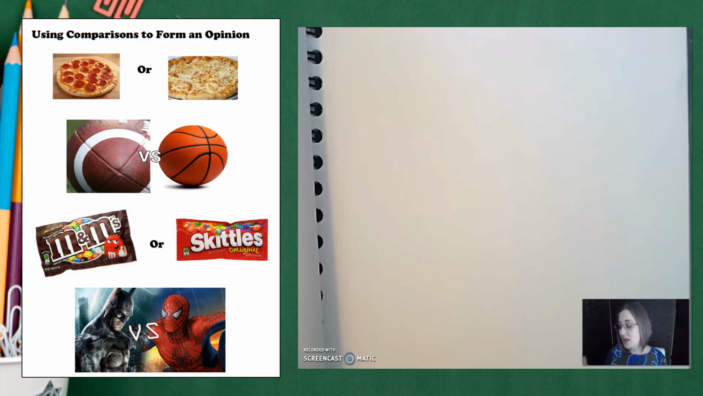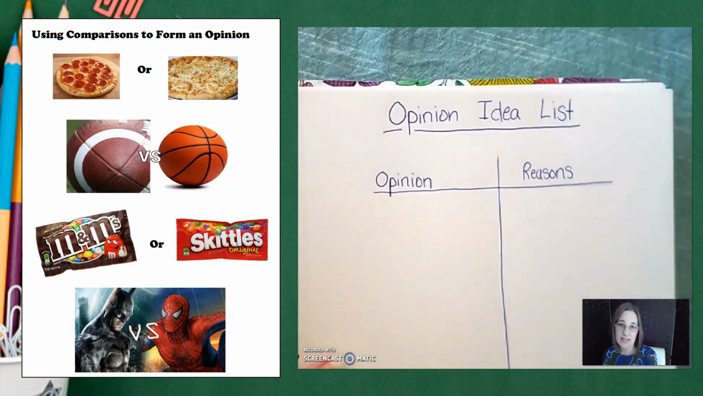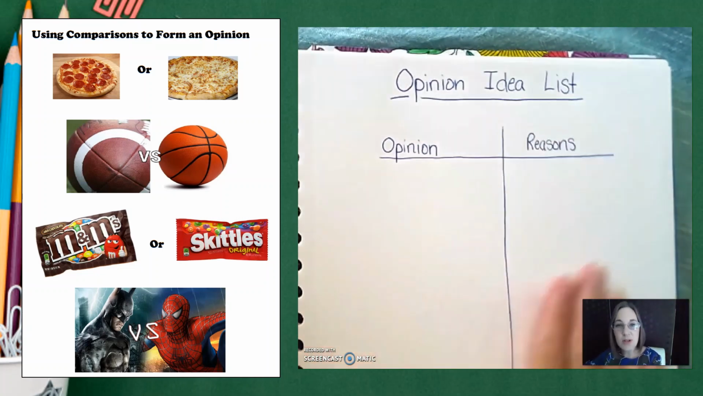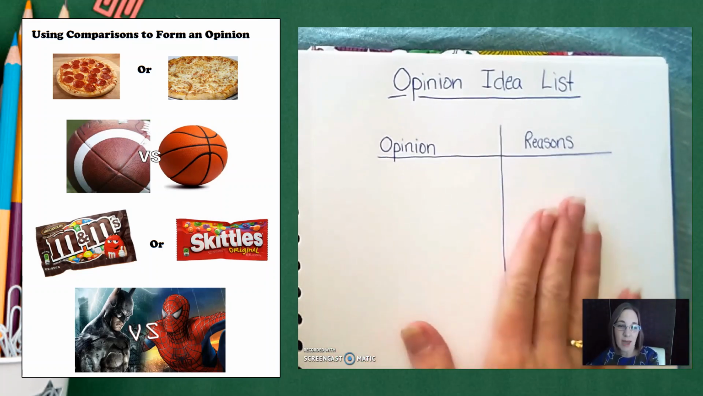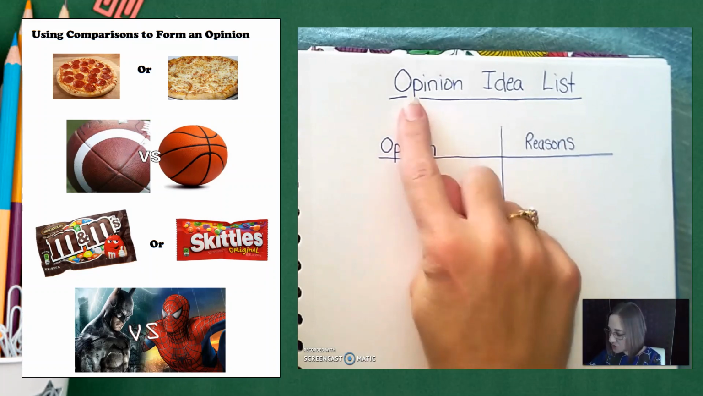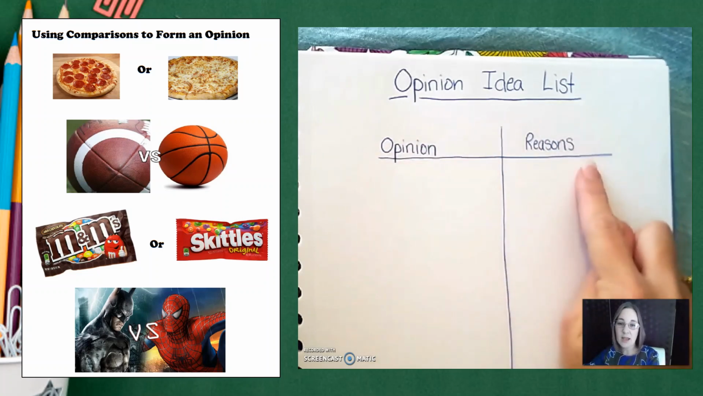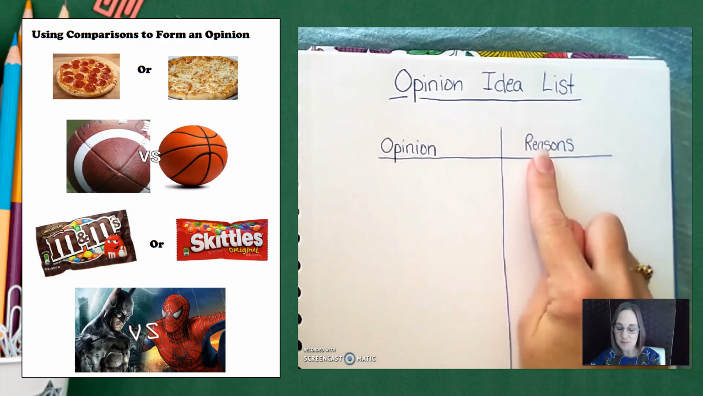What you're going to do is in your writing notebook, if you have a notebook, or on a piece of writing paper, if that's what you use, you're going to make a page that looks like this. And at the top, you're going to write opinion idea list. This is where you're going to keep track of your opinions and your reasons so that when it's time to do your writing, you can come back and look at your ideas. Under opinion writing list, you're going to make a T-chart with your opinion on one side and reasons on the other. And I know you guys are expert T-chart makers because we make a lot of those in second grade. So you'll just make a line down, make a line across, and write opinion and reasons.